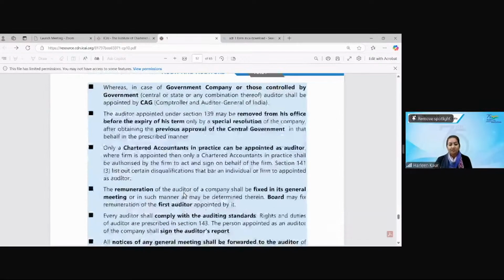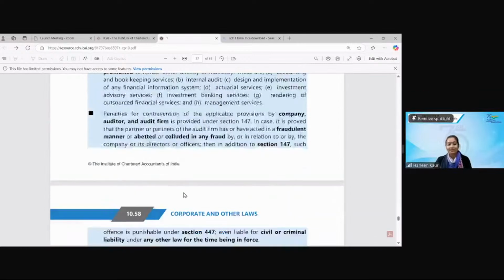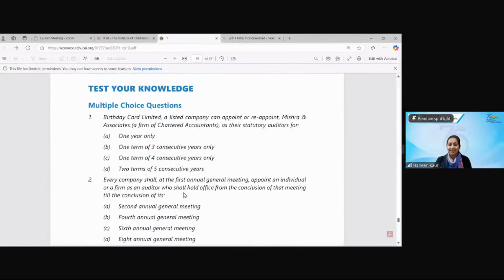Is that clear, children? So I'm glad within the time period we have completed this audit and auditors chapter. Each and every provision has been discussed in detail, and I hope you have enjoyed the session, all of you. Thank you, Om Krishna. I'm glad we have completed it within the time period.